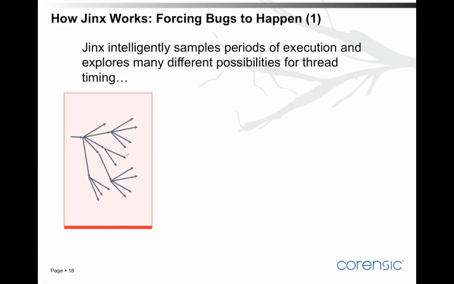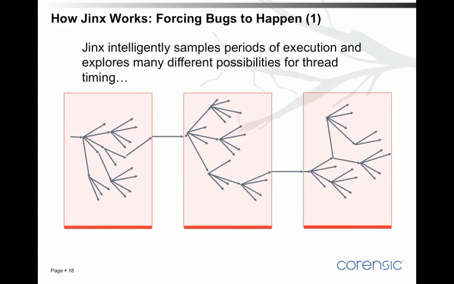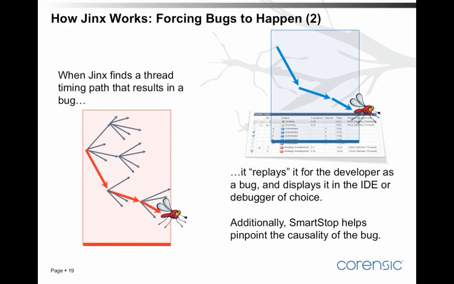Now, Jinx works underneath the covers by intelligently sampling periods of execution and exploring many different possibilities for thread timing. If you think about all these different alternate realities that Jinx is looking for, what Jinx is doing is looking for a particular alternate reality or thread interleaving that will cause a bug. And when it finds a thread timing path that will result in a bug, it then goes and replays it for the developer inside the IDE or debugger of their choice, whether it's Visual Studio or the command line or Emacs or what have you.